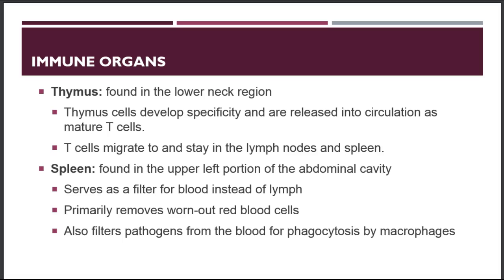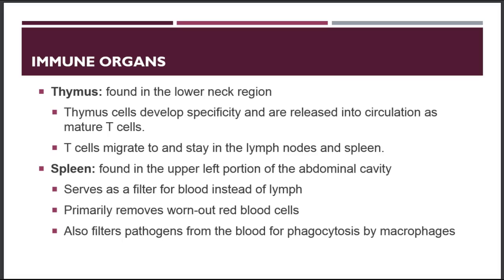T cells then migrate to the lymph nodes and the spleen, and they remain there to sort of patrol these tissues, and especially to screen blood. T cells are cells that are involved in both the second and third lines of defense, and we'll talk more about T cells in section 3. The spleen is another lymphatic organ.